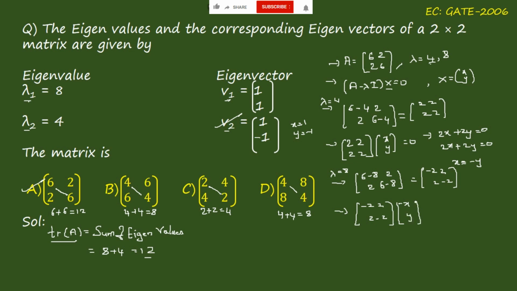So here it becomes minus 2x plus 2y is equal to 0. Another one is 2x minus 2y is equal to 0. Then we can say x is equal to y. When x is equal to 1, y is equal to 1. So when the eigenvalue is 8, it got satisfied. This is the answer. The simple way is just to check the trace of A.